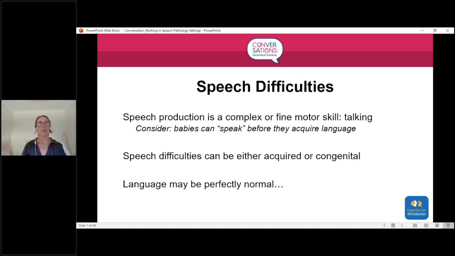So if you're trying to think about the difference between speech and language, I've suggested that you consider the situation of babies, okay? Babies can speak before they acquire language. They can say baba, dada, mama, that kind of thing. That's speaking, but they haven't yet acquired language, okay? So speech difficulties can be either acquired at some point in the lifespan, or children may be born with speech difficulties, okay? And their language may be perfectly normal, perfectly intact, okay?